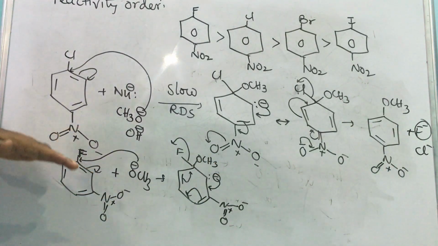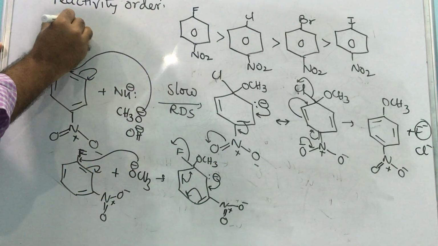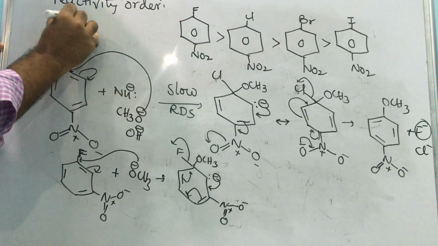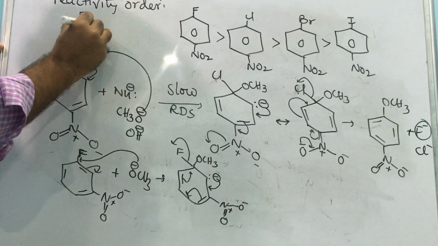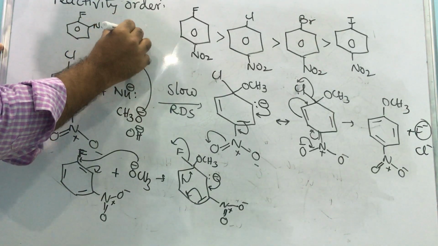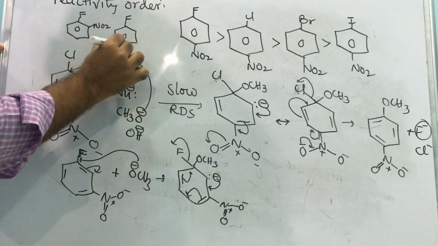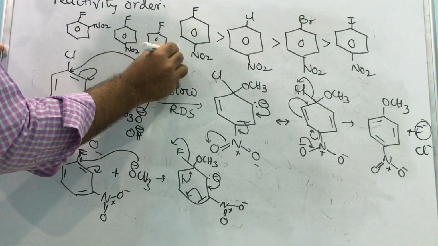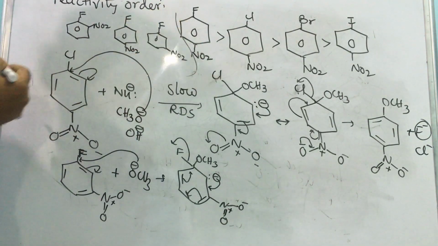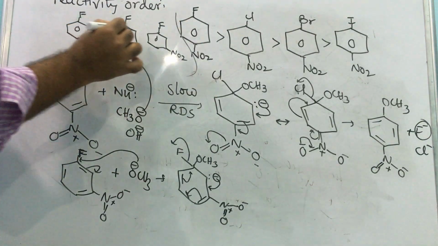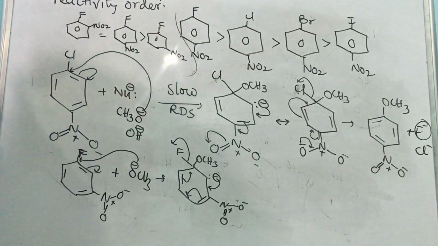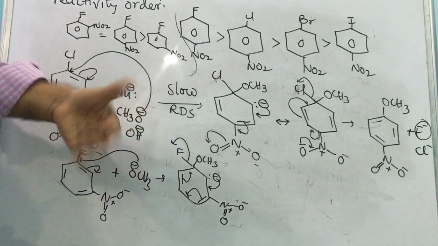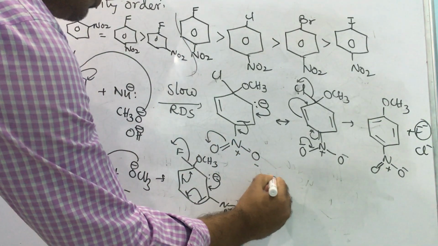Therefore, it is less reactive compared with, now I am writing these three here. Here F, NO2; next, F, NO2; next, here F, here NO2. What is the reactivity order of these three? These two react equally, and these are more reactive than the meta position NO2, because we already understood this with its resonance structures.